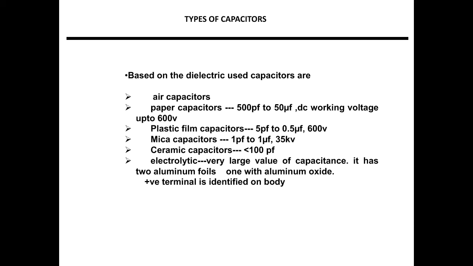An electrolytic capacitor has two aluminum foils, one aluminum foil with aluminum oxide. The positive terminal is always identified on the body of the electrolytic capacitor. You have to identify this clearly.